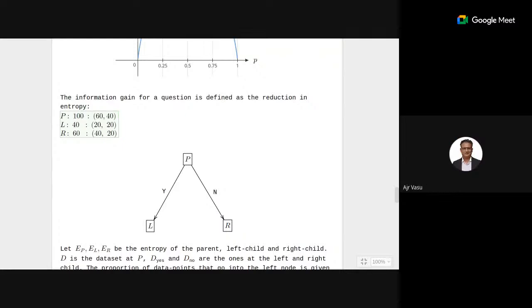See, just look at the table on the top, right? At P level, what is the proportion of ones? Just assume this is correct for now. It is 0.6. 0.6, right? Yeah.